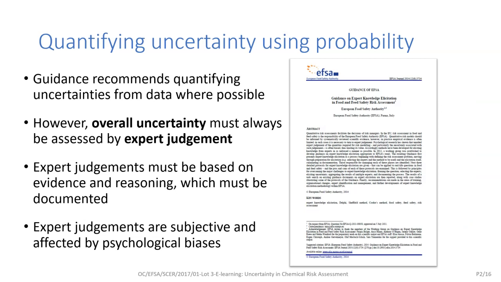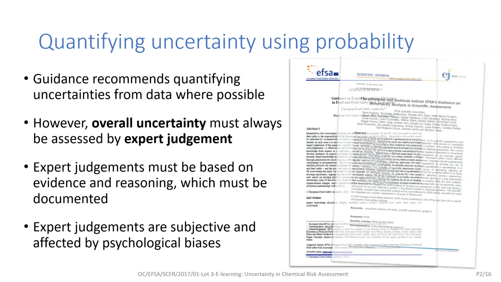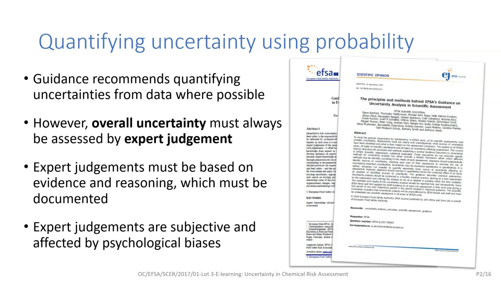Formal methods are described in EFSA's guidance on expert knowledge elicitation, or EKE, while simpler, less formal methods are described in Annex B8 of the Scientific Opinion on Principles and Methods for Uncertainty Analysis. These documents describe the methods in general terms to cover all areas of EFSA's work. So in this presentation and the next one, I describe practical ways to apply them in basic and refined uncertainty analysis for chemical risk assessment.